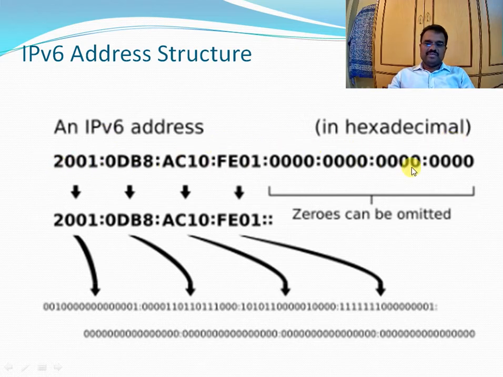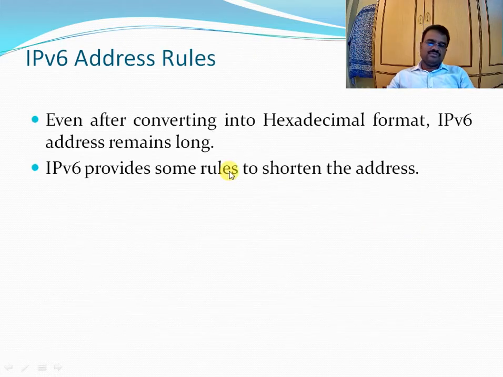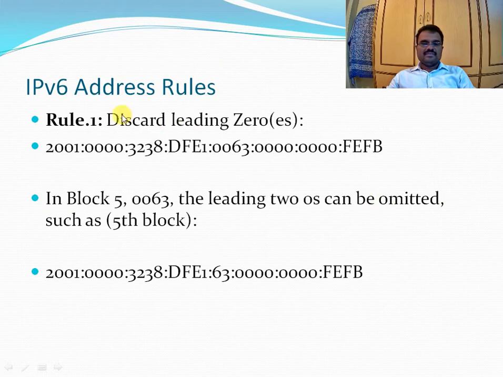So like this we can see an IPv6 address in hexadecimal format. This is a 128-bit address, and here we are converting it to binary, and then here these zeros can be omitted. There are rules in IPv6. Even after converting into hexadecimal format, an IPv6 address remains long because it is a 128-bit addressing scheme. So IPv6 provides some rules to shorten the addresses. What are the rules here?